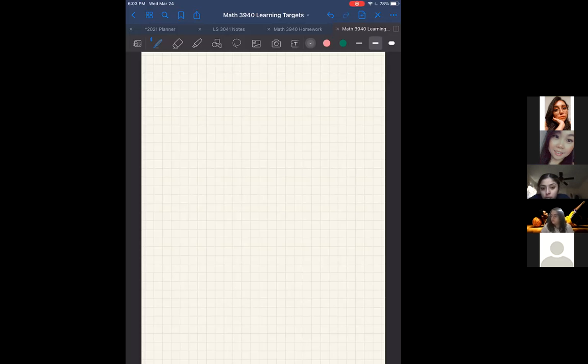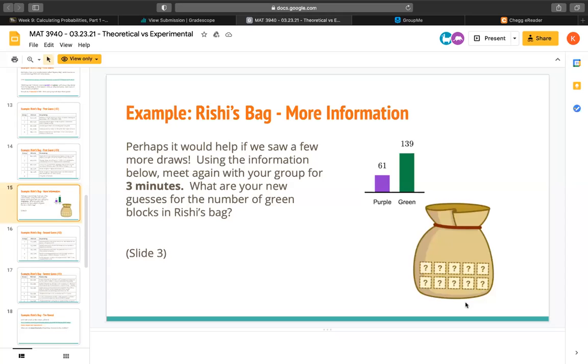So we know that there are two different blocks in the bag. Maybe I should share my other screen. Hold on. Is it? Nope. Okay. Did it pop up? Yes, you're good.